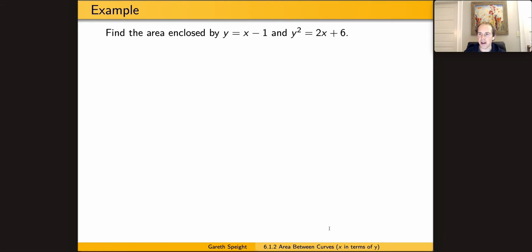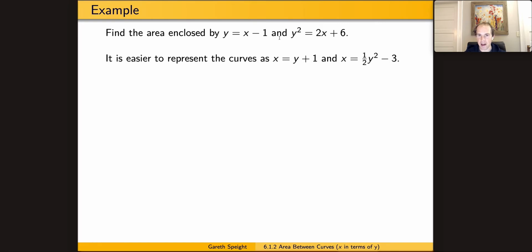So let's try to find the area enclosed by y equals x minus 1 and y squared equals 2x plus 6. As on the previous page, y squared equals 2x plus 6 is going to be way easier to think of where x is a function of y, because we can just solve x as one function of y. If we try to think of this as a function of x, then we would get y equals plus square root of 2x plus 6, y equals minus square root of 2x plus 6, and then we would have basically three curves floating around, which would be a huge mess to think about.